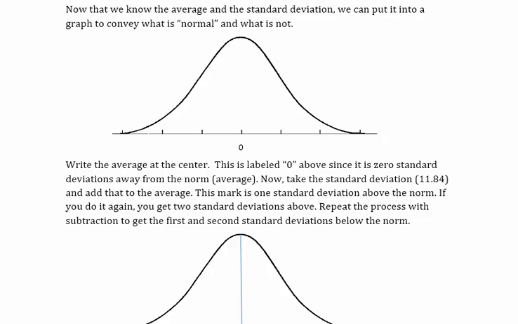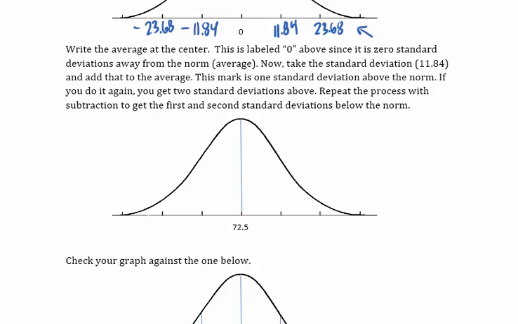So go ahead and pause your video player. We're filling in these values, these standard deviations here. Okay, so if you did this correctly, we should be coming up with 11.84 and 23.68 for the standard deviations to the right, and the standard deviations to the left. One would be negative 11.84, 2 standard deviations would be negative 23.68.